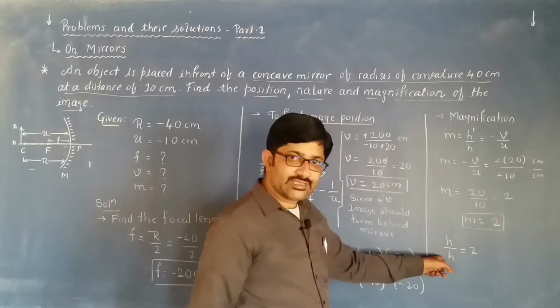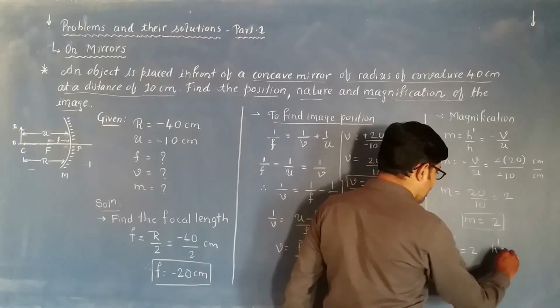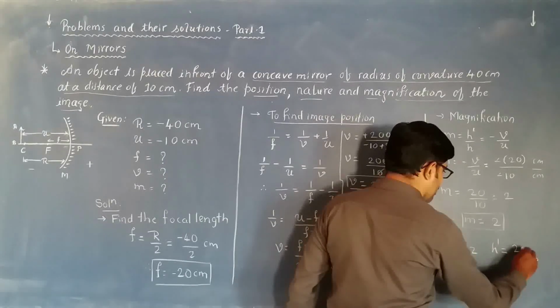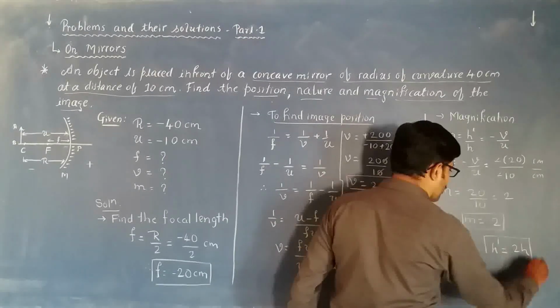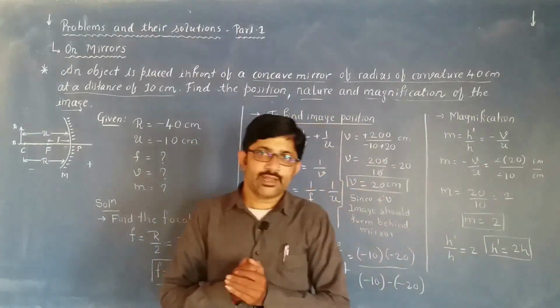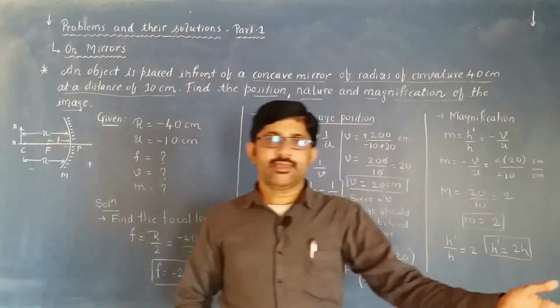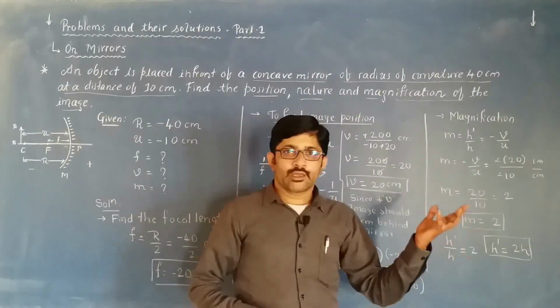h dash upon h is equal to 2 means you can write h dash, the image height, is equal to 2 times h, which will be the height of the object. So we can conclude that the image is double the size of the object.